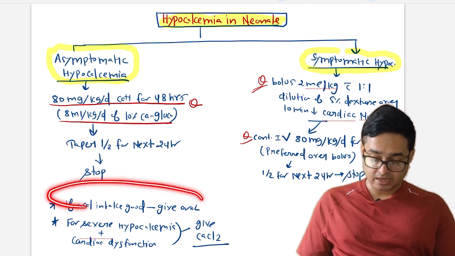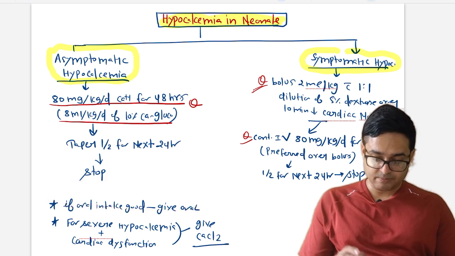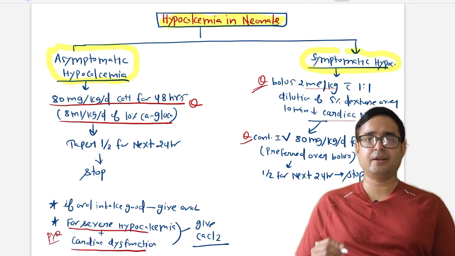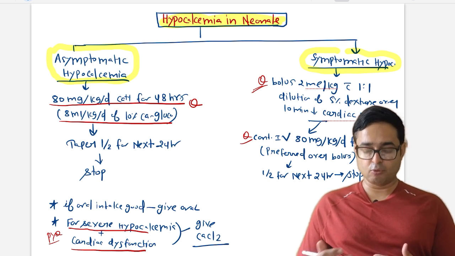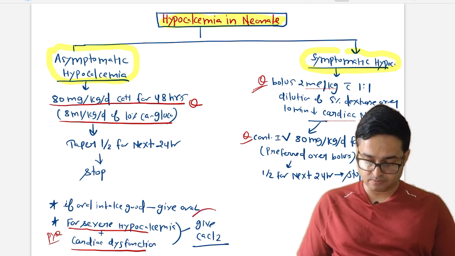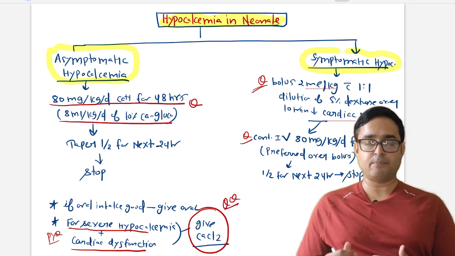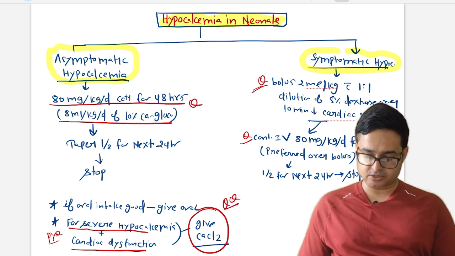One important previous PYQ question: for severe hypocalcemia along with cardiac dysfunction, in place of calcium gluconate, you have to prefer calcium chloride, which is important. So this is how we will approach hypocalcemia in neonates.